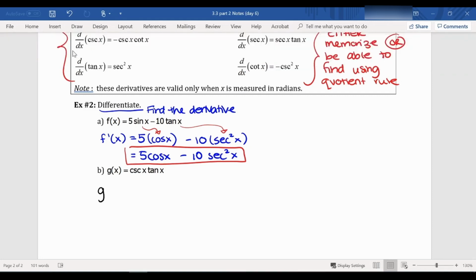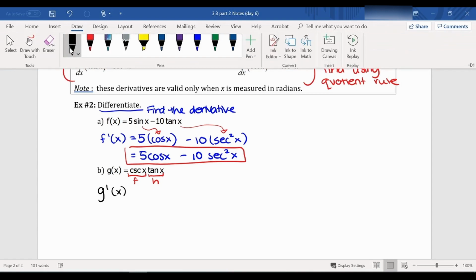Okay. The next one, g prime. We notice here that we have two functions. We have f, and I don't want to call it G because the question's using G here, and H. So we need to do product rule here.